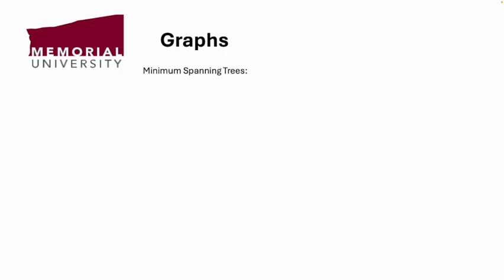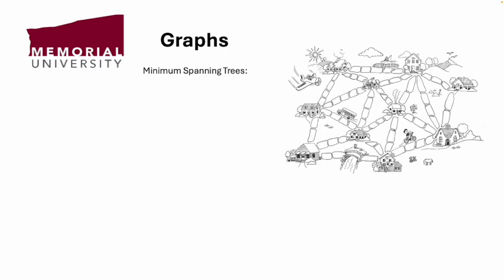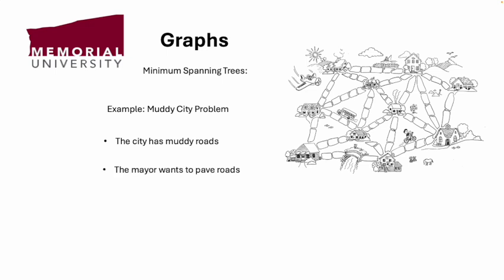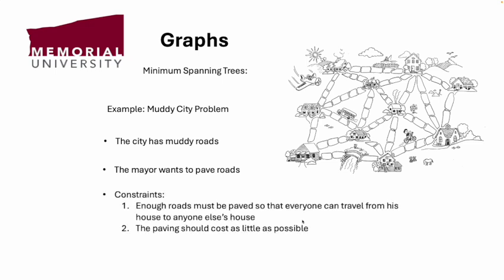How can we use the minimum spanning tree? Just to give you an example here, like a muddy city problem. I think it's a typical problem we see in real life. So the city has muddy roads. The mayor wants to pave the roads. Now there's a requirement or constraint here.